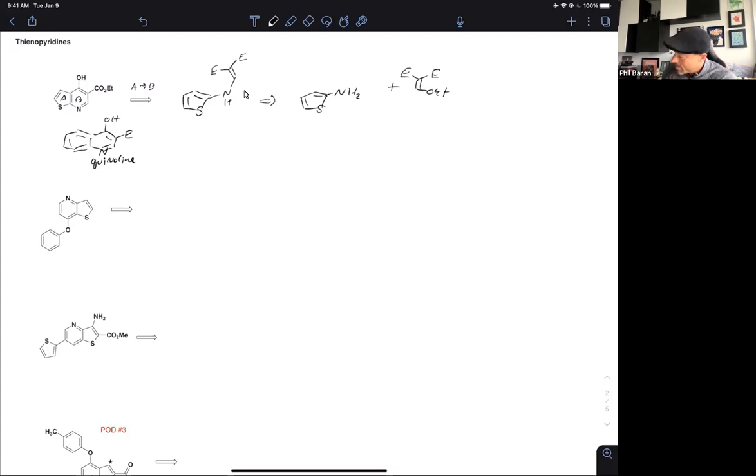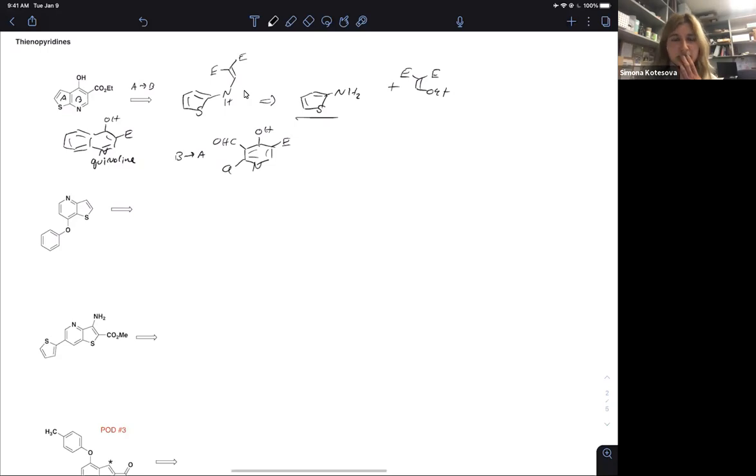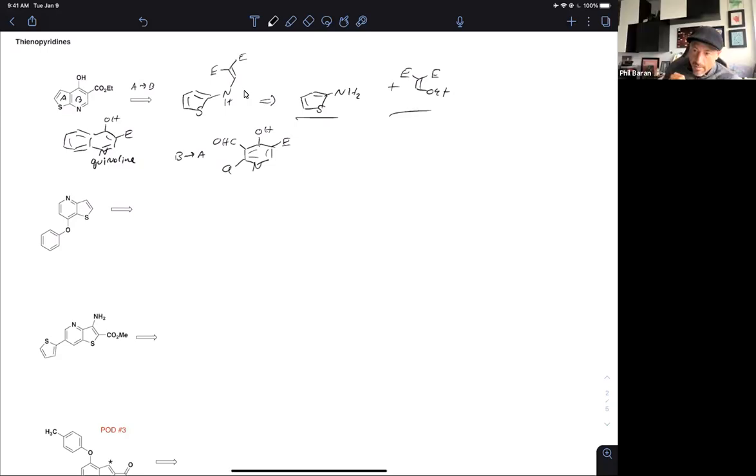Alternatively, if we went the opposite way and we thought about starting with B going to A, look what a mess this would be. Does everybody see that? Which one do you want to start with? A tetrasubstituted pyridine, or simple materials, dump and stir and heat, and you're done. So the exercise of doing both annulations is a great one. It takes you only 15 seconds to do both of them.